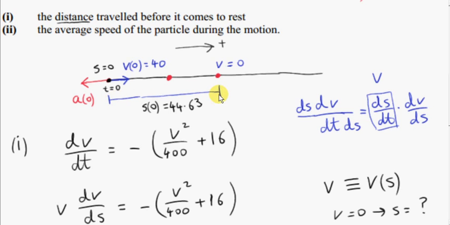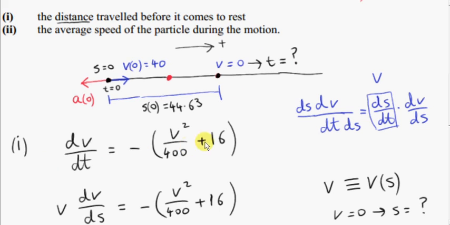So we have the distance travelled, and now we want the time taken for the particle to go from here to the point where it comes to rest. So when the speed is 0, we want to find out what the time is. That's the time taken. So we want a formula connecting v with t, and that comes from this differential equation here.